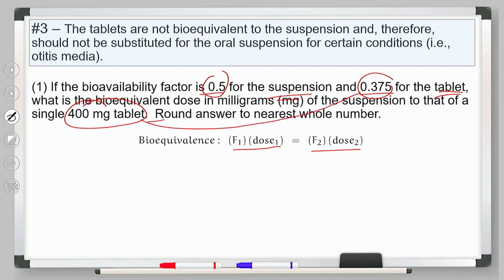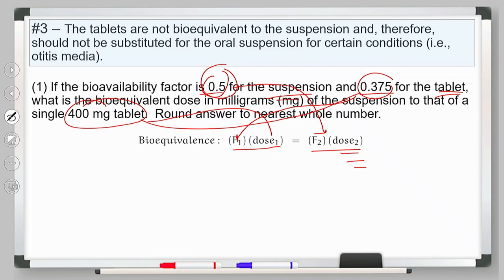I know the bioavailability factor of the suspension, I just don't know the dose. So I'll give you a second here and see if you can solve for the dose of the suspension that gives you the same amount as the dose of a 400 milligram tablet given different bioavailability factors. What is the bioequivalent dose of the suspension? Just use that formula. It's not a hard formula.